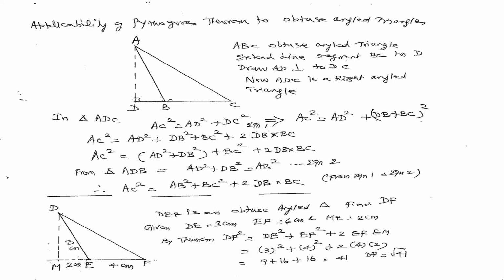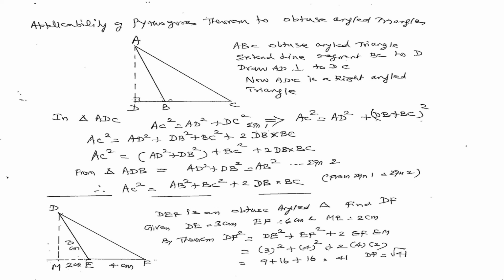DB plus BC is equal to DC, therefore (DB plus BC) whole squared. Therefore, AC squared is equal to AD squared plus DB squared plus BC squared plus 2DB into BC by applying the identity (A plus B) whole square. From triangle ADB, AD squared plus DB squared is equal to AB squared, that is equation 2. Therefore, combining equations 1 and 2, AC squared is equal to AB squared plus BC squared plus 2DB into BC.